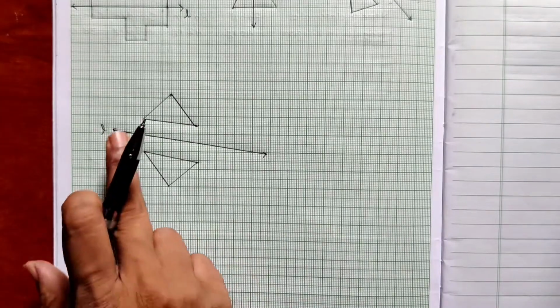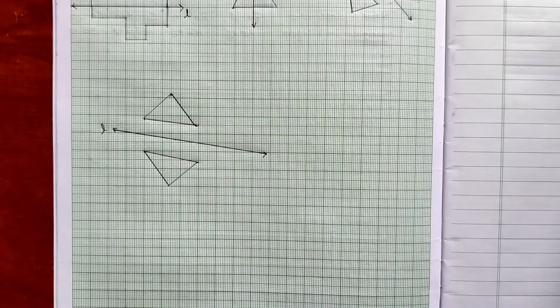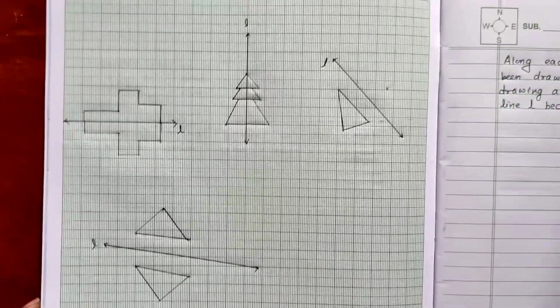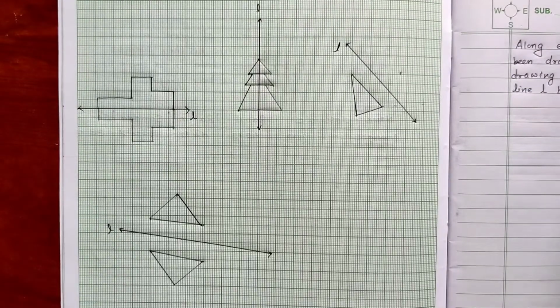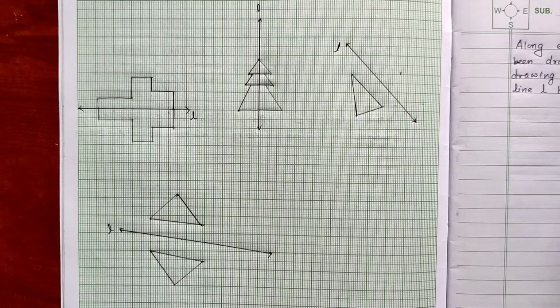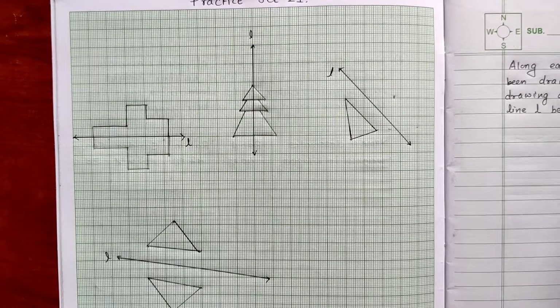So if I fold this along the line, these two triangles will exactly match with each other. So in this way you can draw these figures in your graph and draw the symmetrical figures of a given figure. So in this way we have completed our lesson number 7, symmetry.